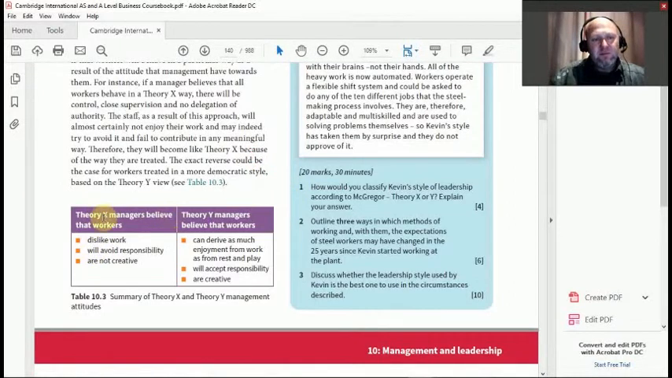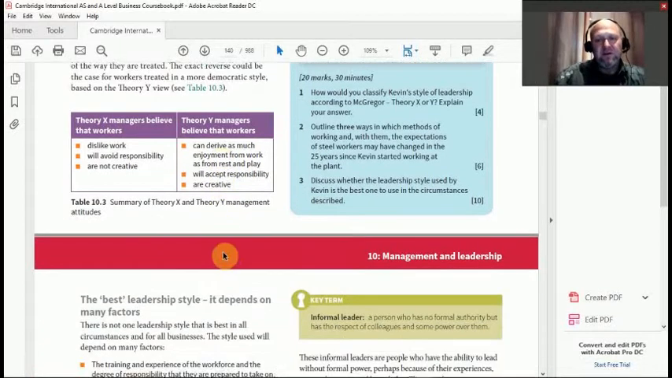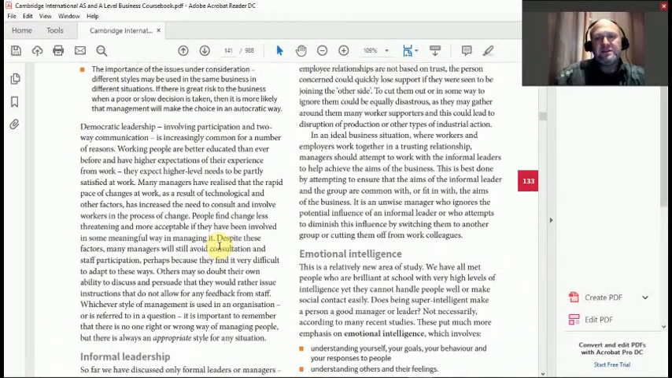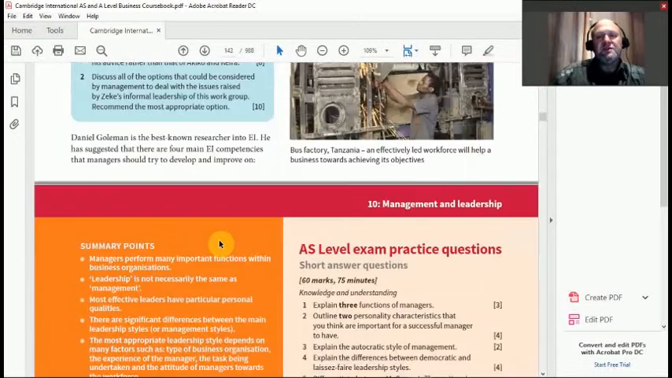McGregor's Theory X is people dislike work, they'll avoid responsibility, and they're not creative. That's what managers believe about employees. Theory Y is that managers believe employees are, this is now on the Y-axis. Remember that, Y, and the X is the bad stuff, and the Y is the good stuff. So managers believe that workers can derive as much enjoyment from work as they do from rest and play. They do like responsibility, and they're very creative. Right, but we went through that last time, and an informal leader and also emotional intelligence.